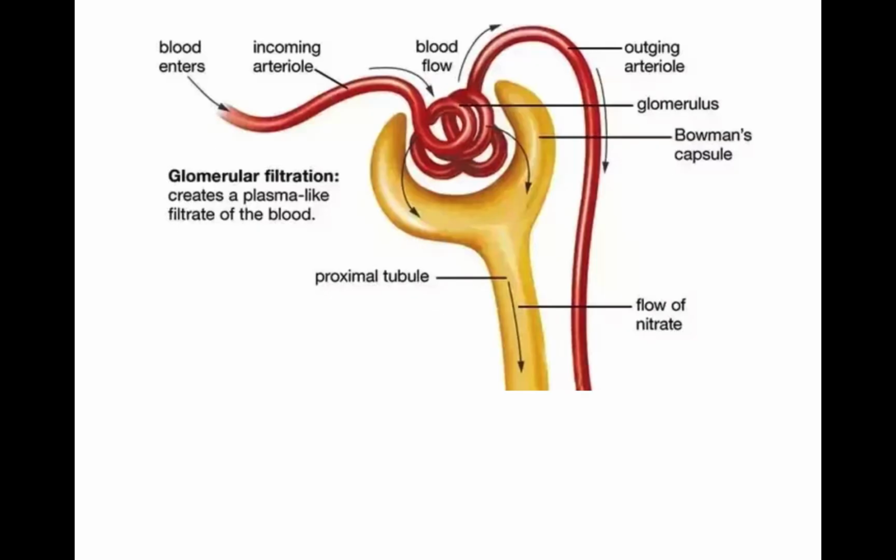So first, let's look at the Bowman's capsule. This is where filtration occurs. You can see the blood coming in by the incoming arteriole, and there's a certain amount of pressure that makes the filtrate go into this Bowman's capsule. What's held back are large molecules and blood cells. You can see the outgoing arteriole, so you still have blood going out. A lot of the liquids are pulled into the kidney at this point.